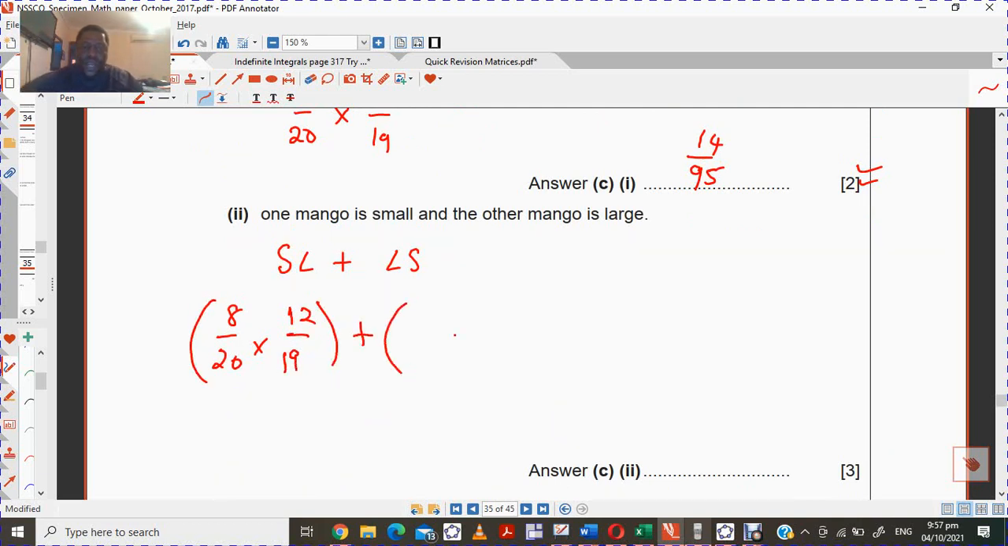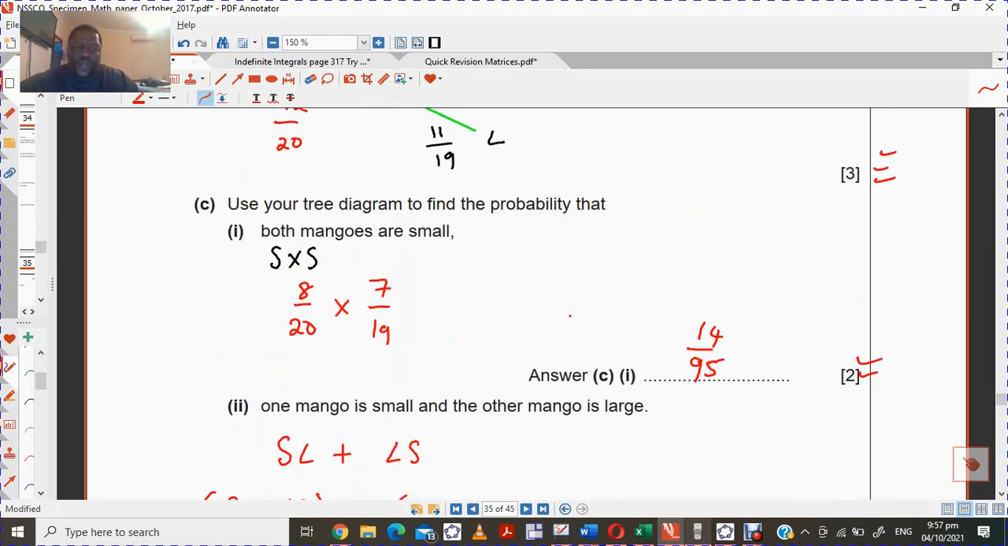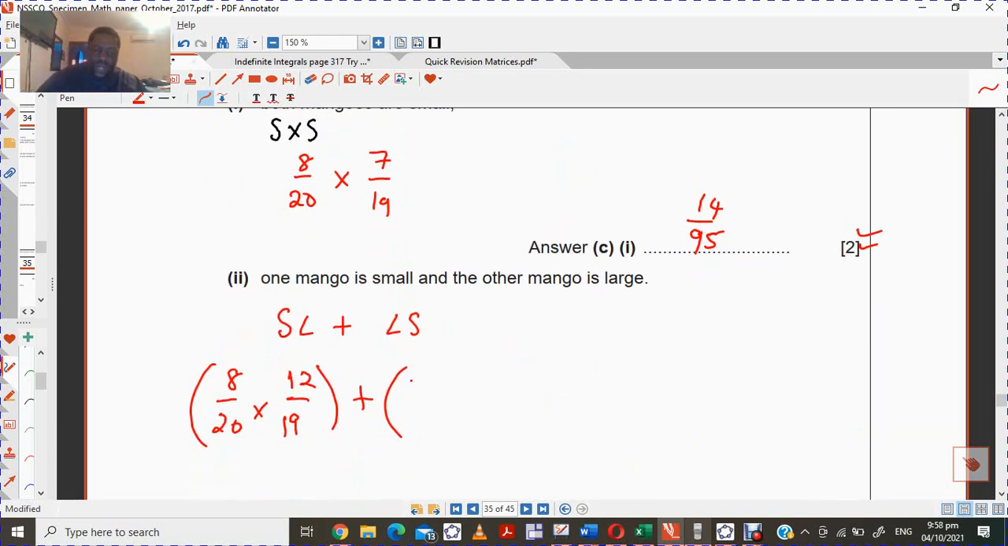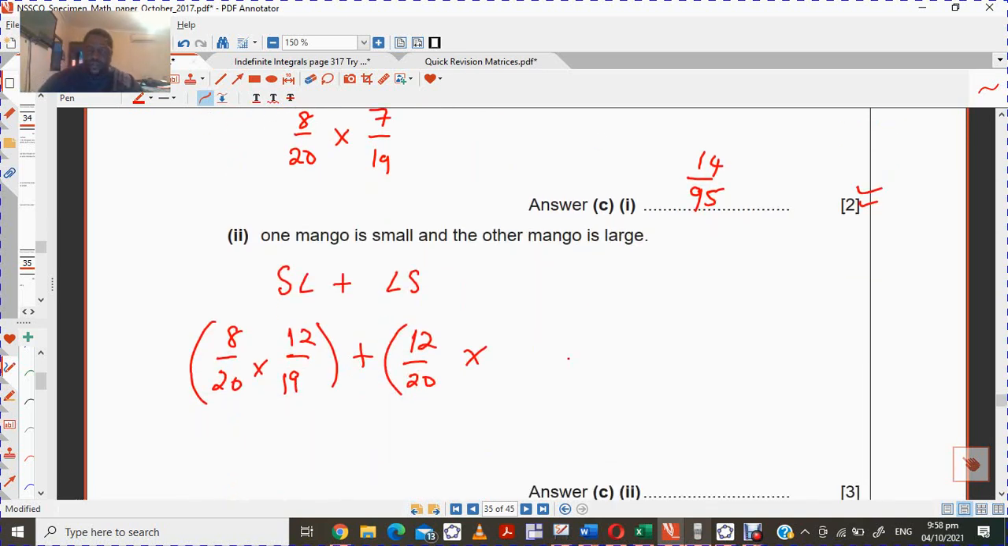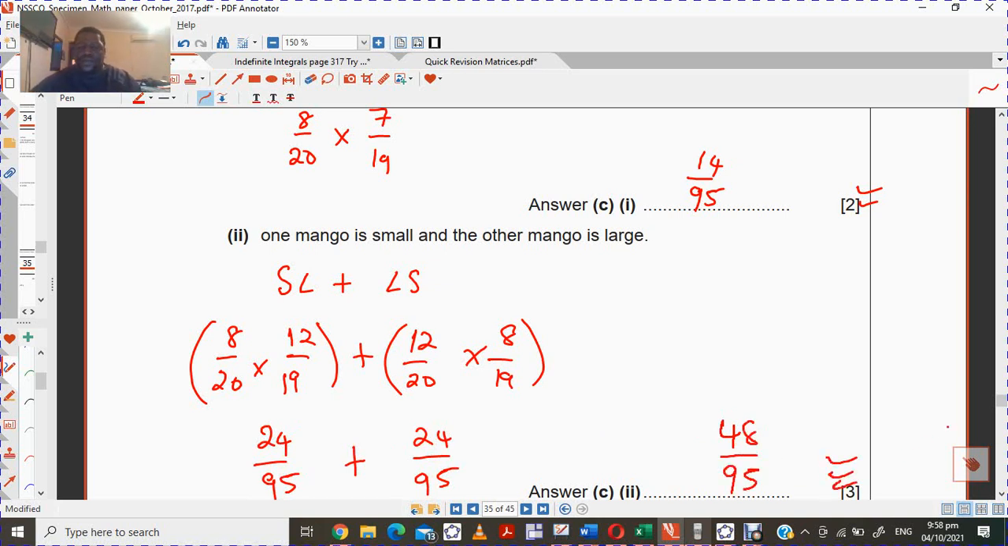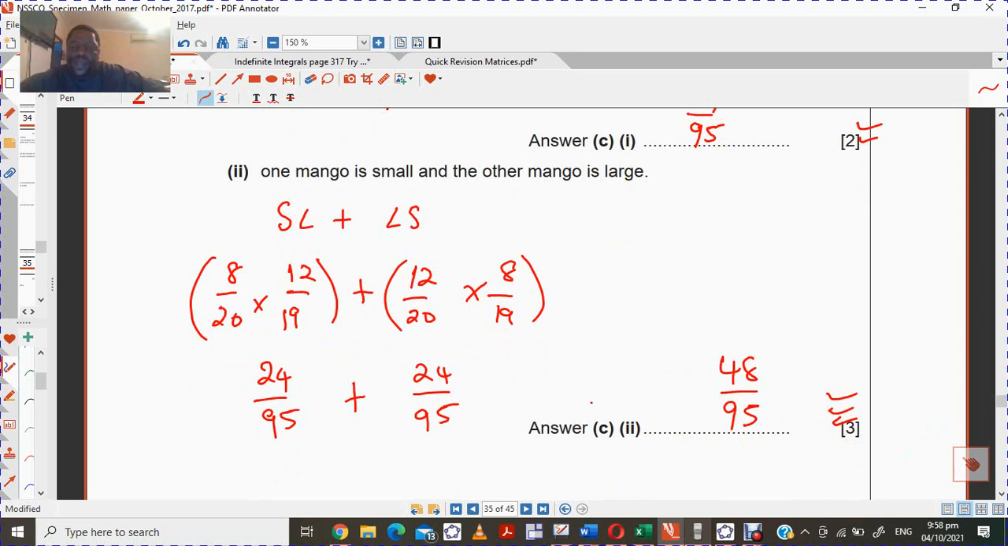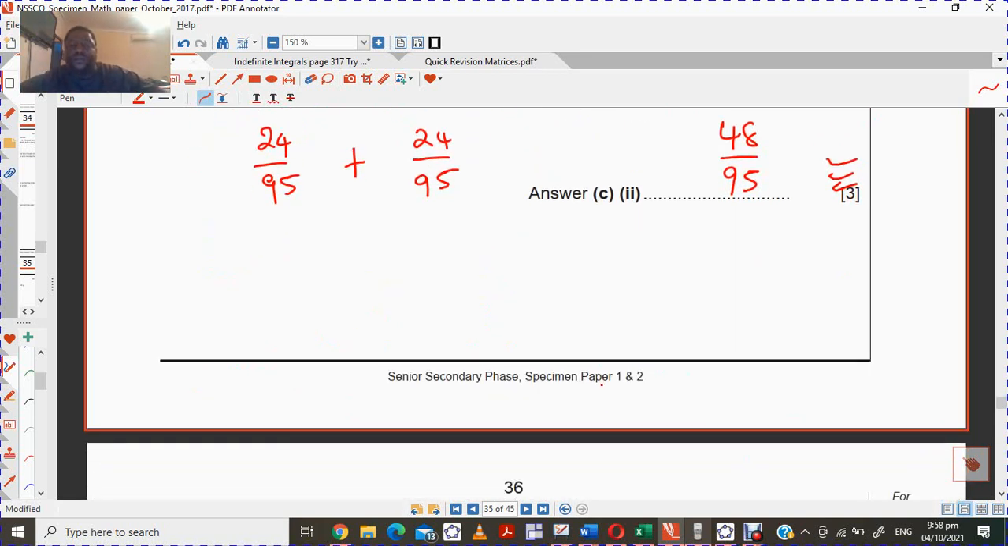Add that with large, which is 12 over 20. So large is 12 over 20, and multiply 12 over 20, because it's large now and small, times 8 over 19. Well, if you clear this up, you get 24 over 95 plus 24 over 95. So that gives you 48 over 95. Okay, right. So that's how that question is done.